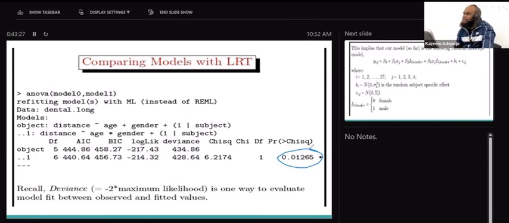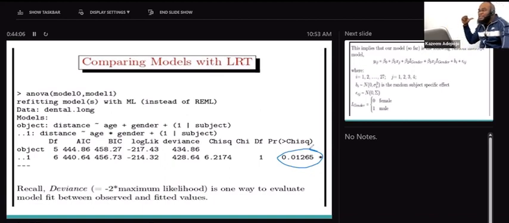Now, look at the p-value. The p-value that we got is 0.01265, which is less than the 0.05 standard level of significance. What are we going to do? In statistical analysis, when the p-value is less than a given level of significance, you're basically going to reject the null hypothesis. What are we rejecting now? We are rejecting the simple model, the model without interaction. So our conclusion will be on the model with interaction.